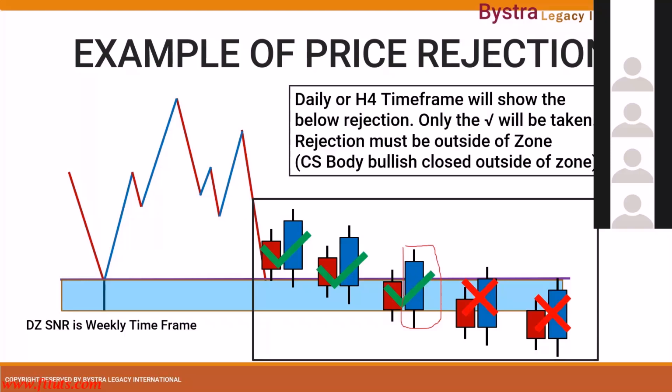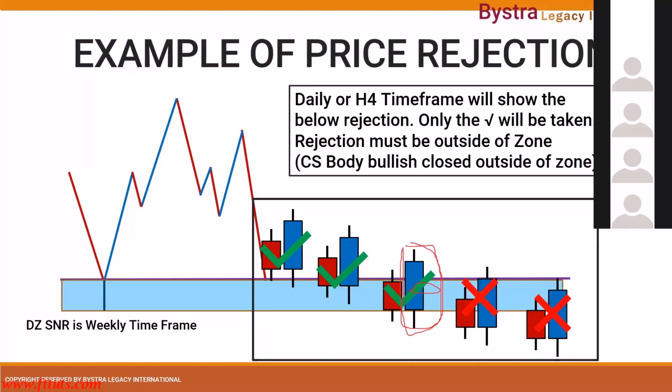Follow me here, John. Then I will go to the H1 and see if there's any setup around here. H1, M30 or M15, nothing beyond that, unless you are a scalper, then you go beyond. Let's say here is weekly: if you want to wait for the daily close, you have to wait.